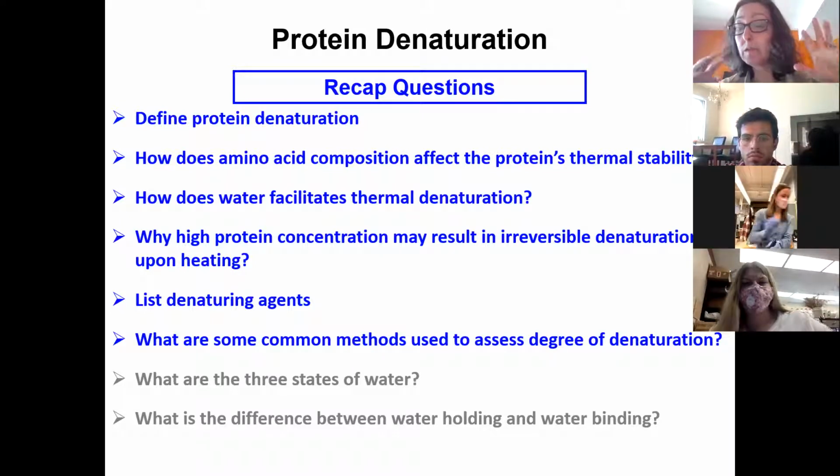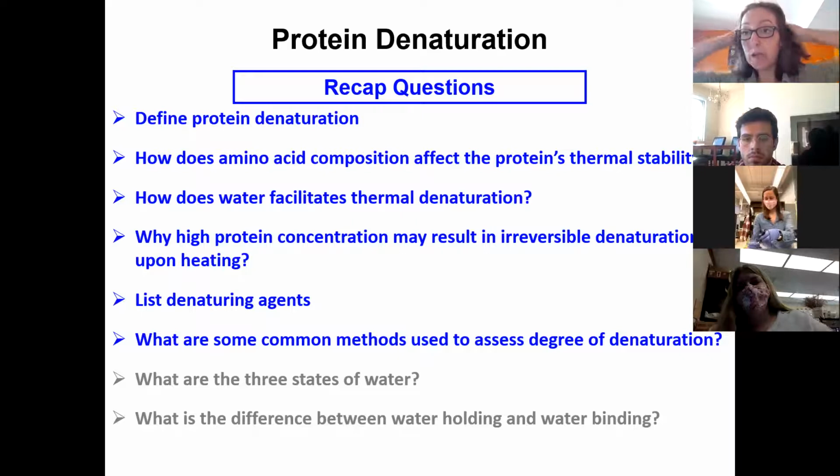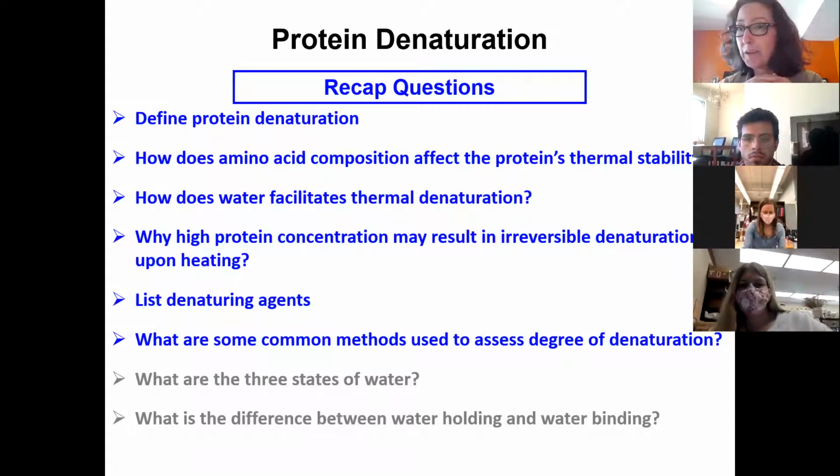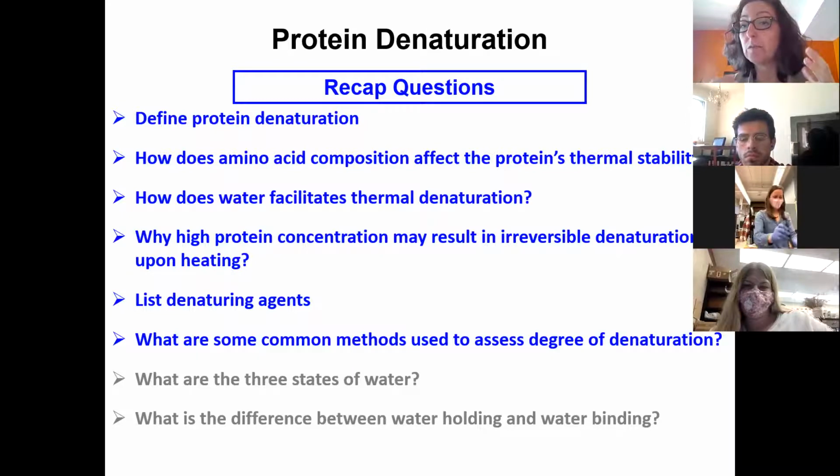And also caseins, we'll learn about them later. They form quaternary structure, the casein micelles, and they are stabilized by hydrophobic interactions, so it's not easy to denature them within that quaternary structure as well.